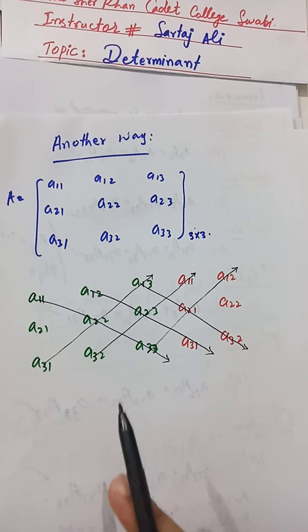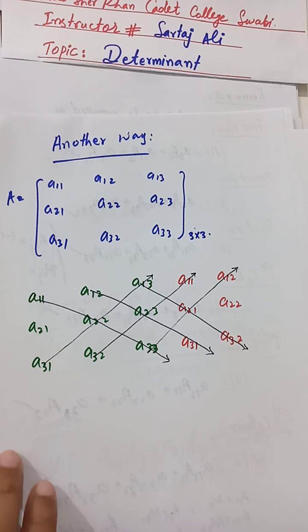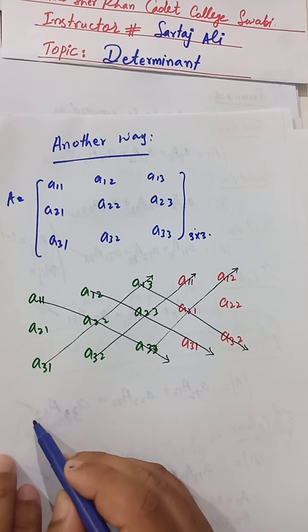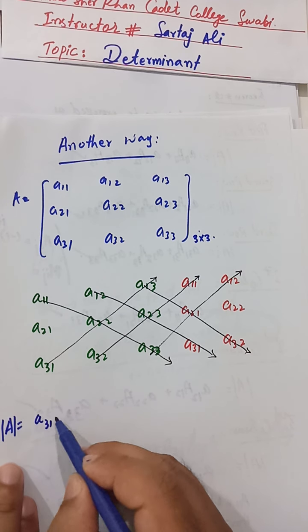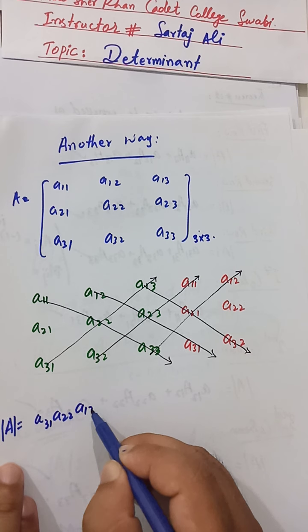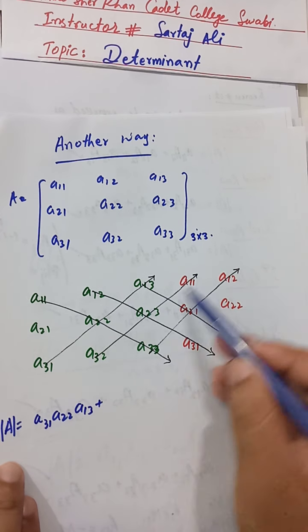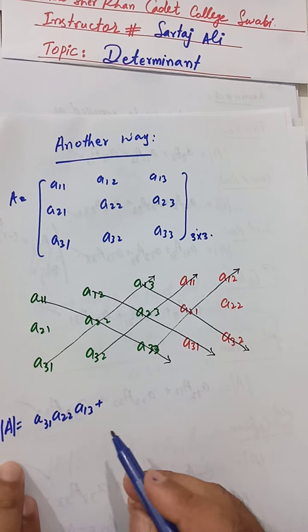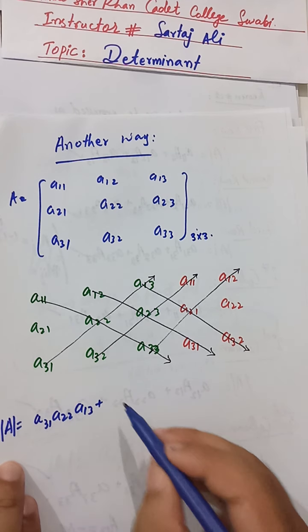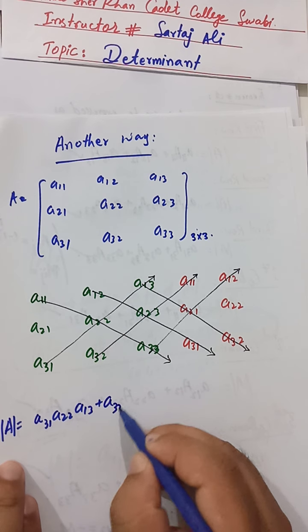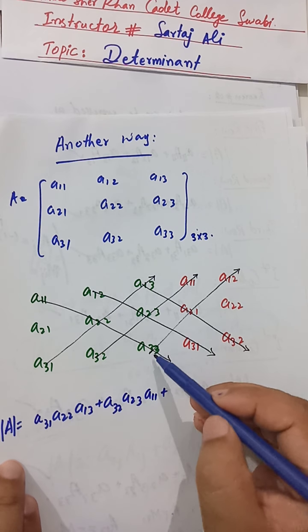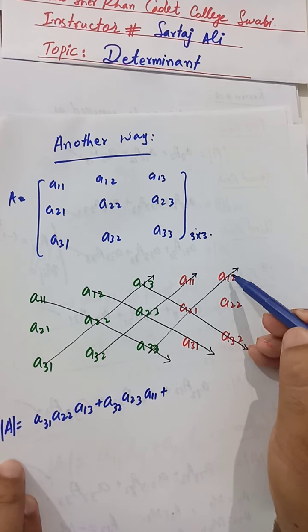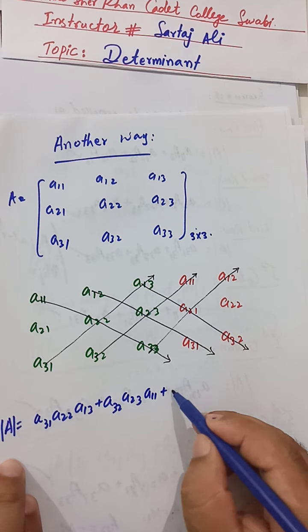So for the arrows which are directed upward, multiply those elements. I am multiplying these elements. This is the determinant of A: A31, A22, A13, plus another arrow which is directed upward. You will write plus for the upward arrows and multiply these elements, A11. Then you will put plus. This is also an arrow directed upward, so you will multiply the elements.